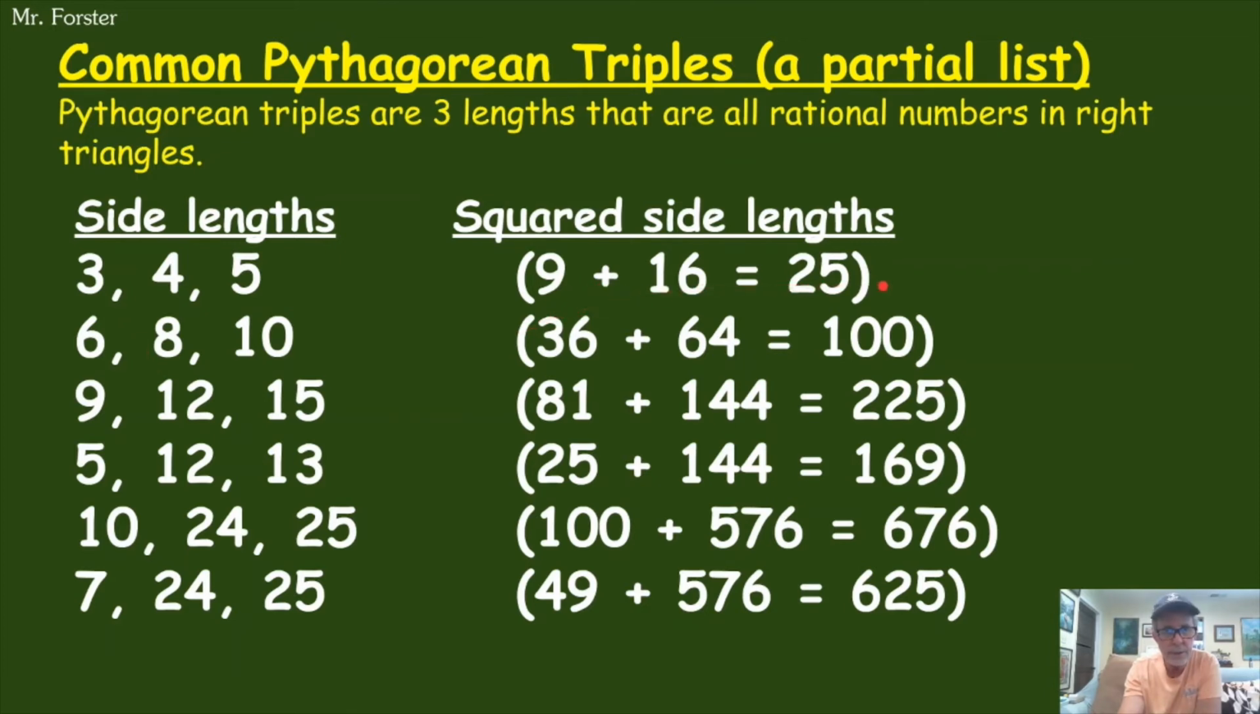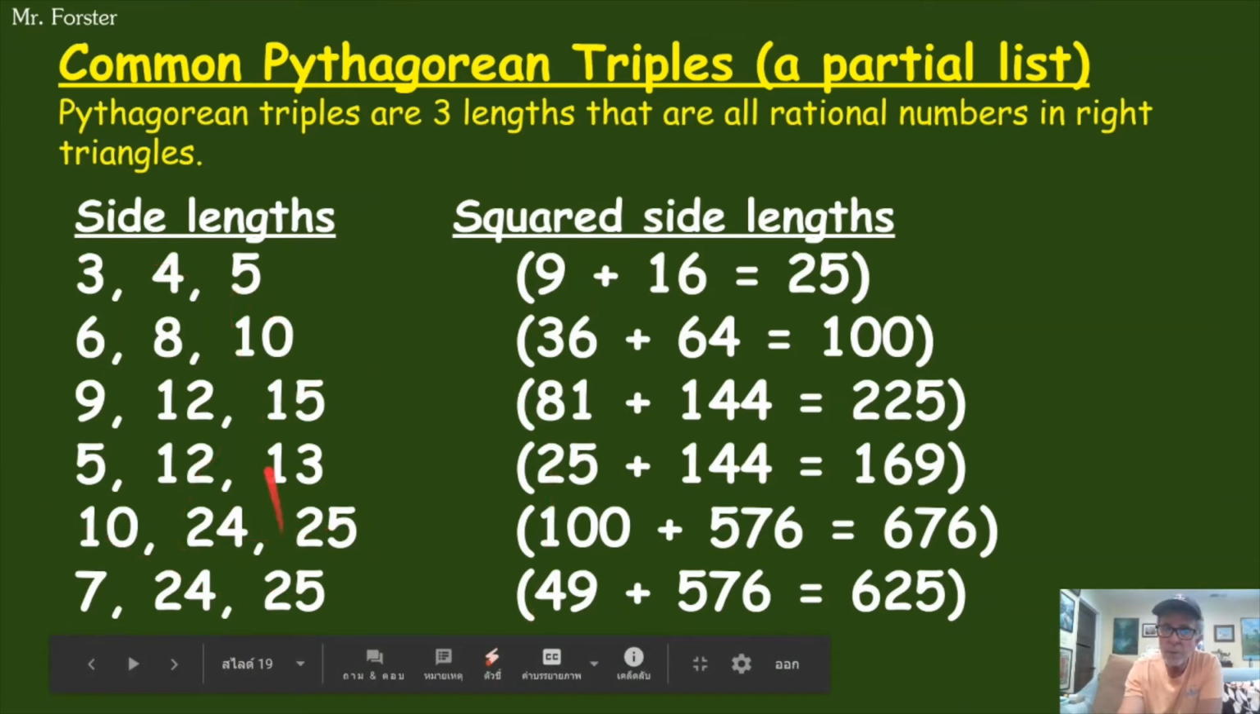9 plus 16 equals 25. There you go. How about 6, 8, and 10? We saw that in our first example. 9, 12, and 15. So 81 plus 144 is 225. And so these would be right triangles.